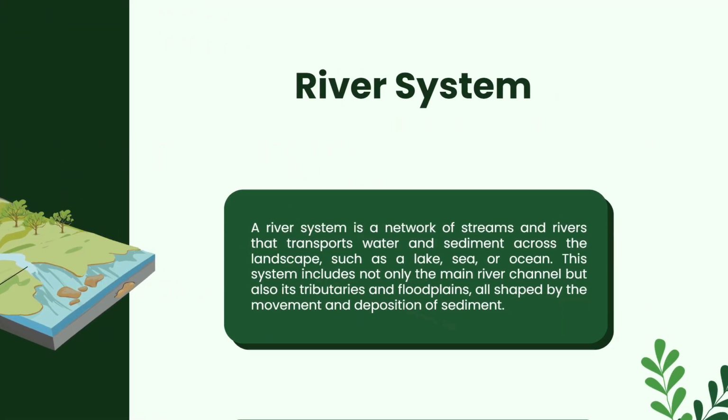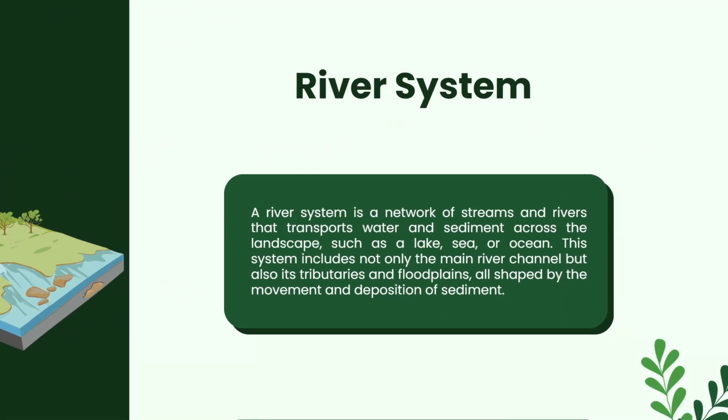A river system is a network of streams and rivers that transports water and sediment across the landscape to a destination such as a lake, sea, or ocean. However, not all rivers behave the same way. The shape and structure of a river's channel, or channel form, can vary greatly depending on its energy, sediment load, slope, and the materials comprising its banks.